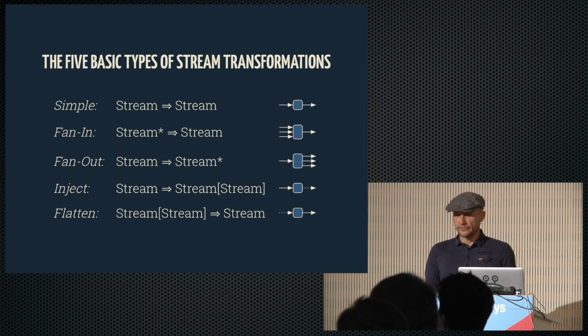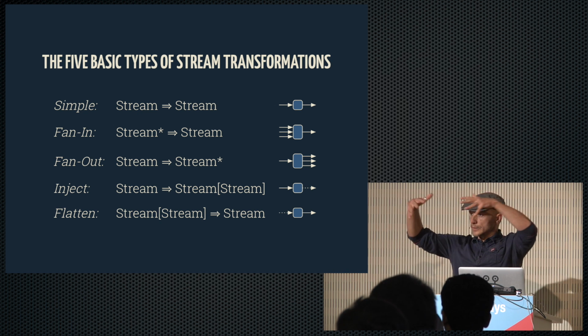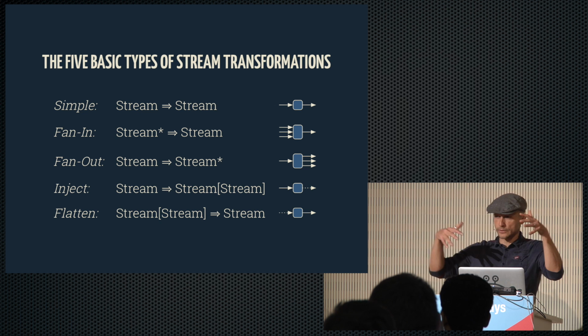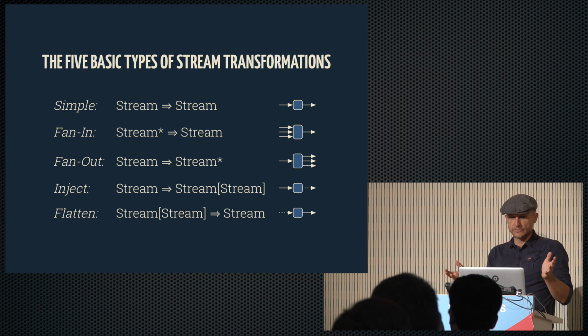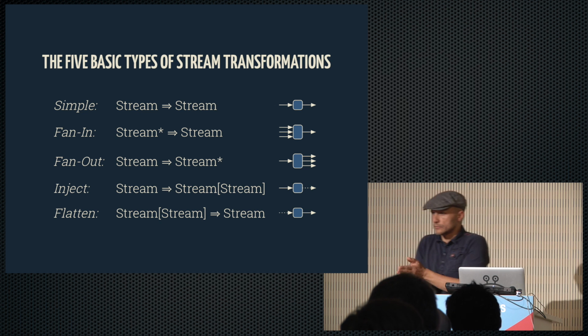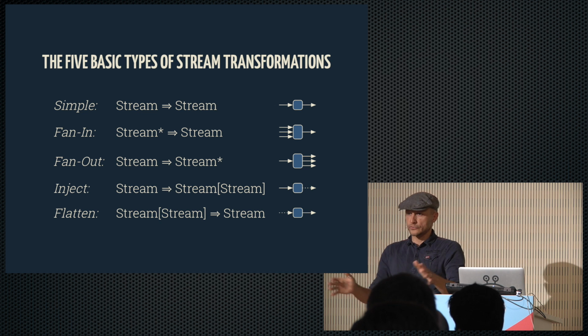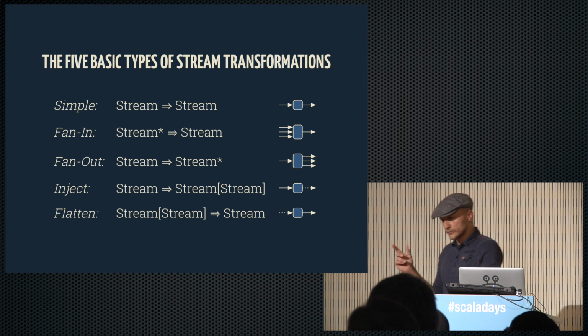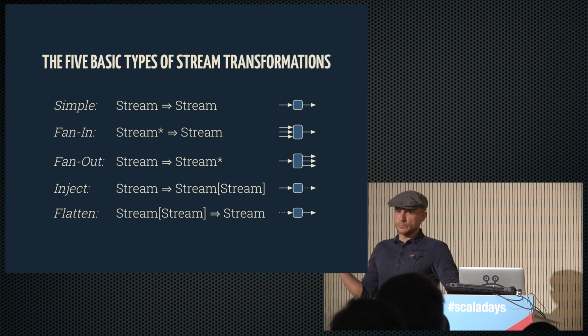Then there is something that we call fan-in, where you have several streams that with some kind of logic get merged into one. Merge might be one, but there might be other strategies for how you merge that data. And the opposite is a fan-out, where you have one upstream and several downstreams, and some logic that distributes the incoming elements. And then there are two types of interesting stream-of-stream operations.